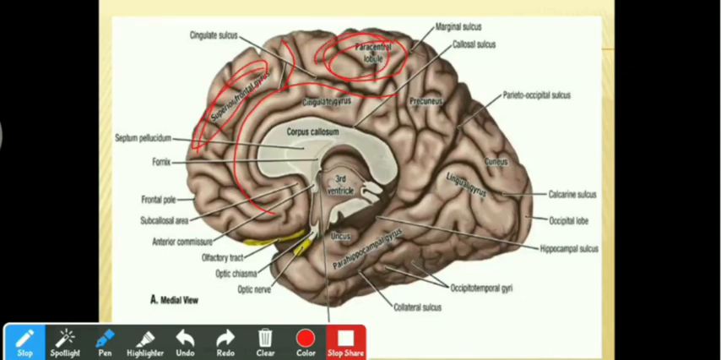This is not superior here, it is a medial frontal gyrus. And here it is important to note that the paracentral lobule is the higher center for micturition and defecation. And the area between the parieto-occipital sulcus and the paracentral lobule is called the precuneus.